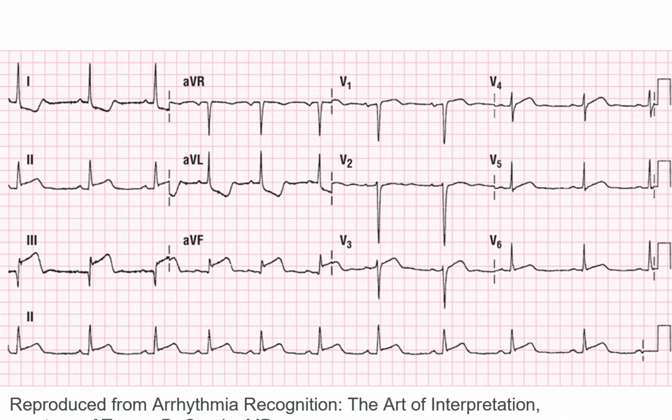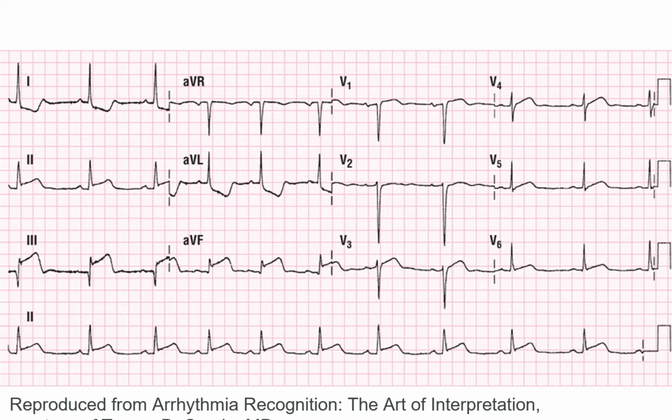V1, V2. Maybe V1, but we got nothing in V2. So if we have something in V1 and nothing in V2, what does that mean? Means nothing. V3, I think elevation, maybe one box. We have one box, not enough. V4, nothing really at the J point. V5 and V6, nothing. So we have an inferior STEMI.